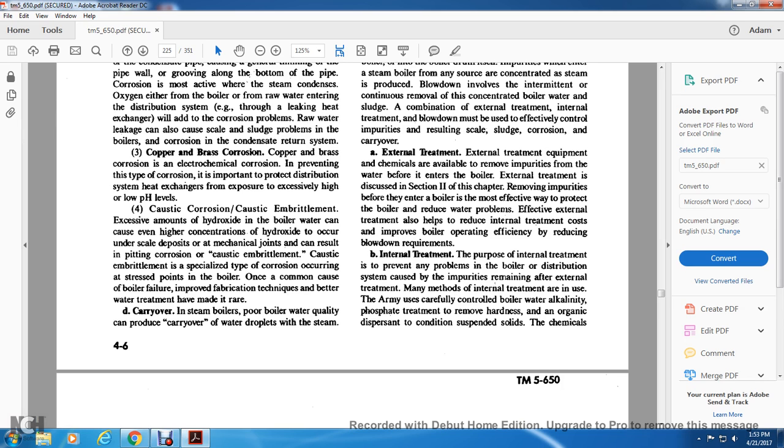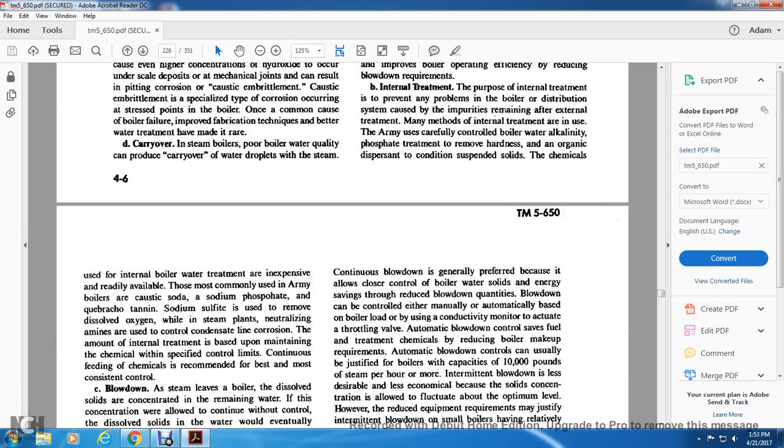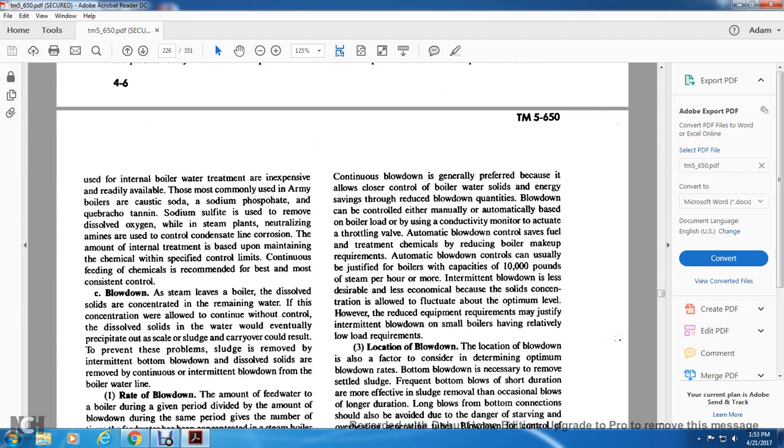Internal treatment. The purpose of internal treatment is to prevent any problems within the boiler and distribution system caused by the impurities remaining after the external treatment. There are many methods of internal treatment. The Army uses carefully controlled boiler water alkaline phosphate treatment to remove the hardness, and organic dispersants to condition suspended solids. The chemicals used for internal boiler water treatment are readily available.